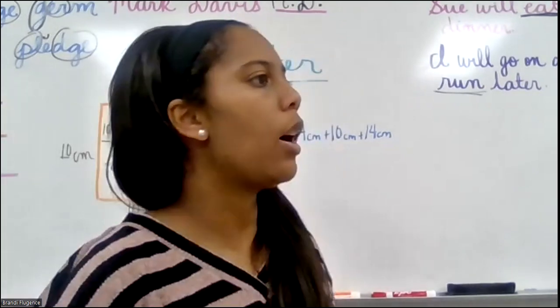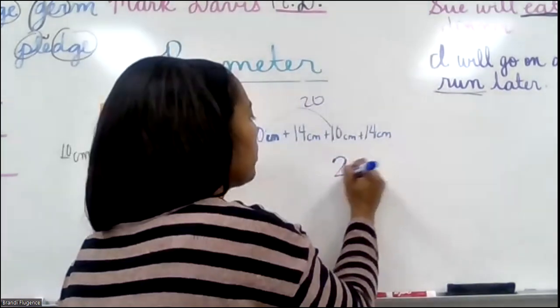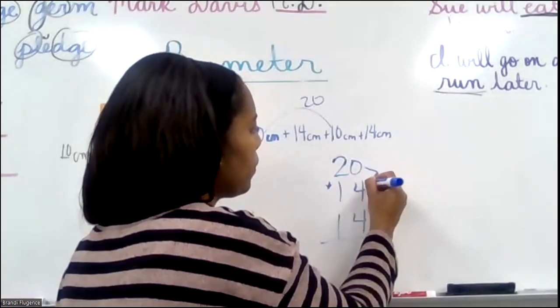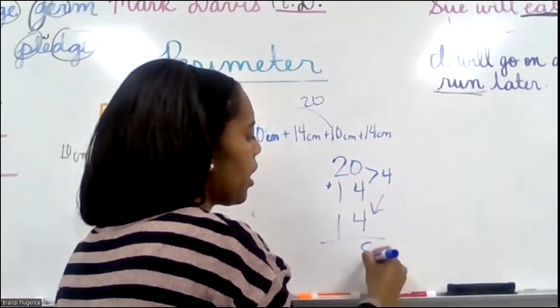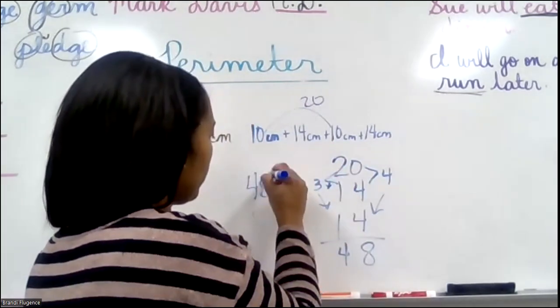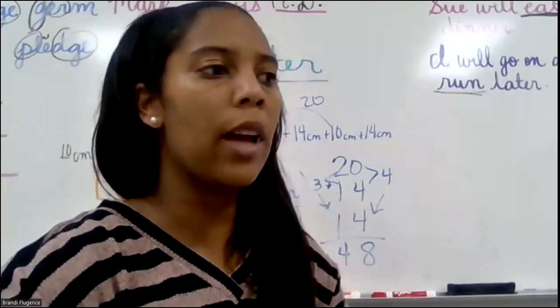Okay. All right, so let's add it up. So guys, we know 10 and 10 will be 20. So really we just need to add the 20 and the two 14s after that. So 0 plus 4 is 4, 4 plus 4 is 8, then 2 plus 1 is 3, 3 plus 5 is 38 centimeters. Okay, so that's how we find the perimeter.